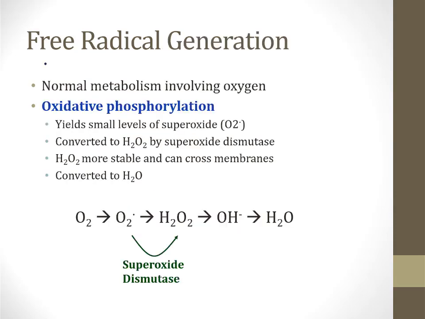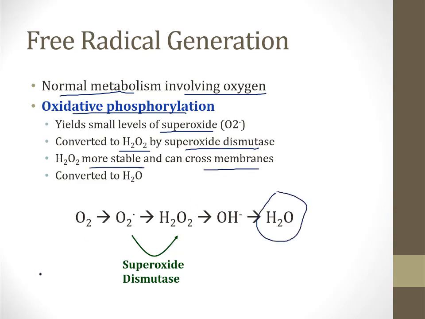Let's talk about some of the ways that free radicals are generated inside our cells under normal conditions. Normal cellular metabolism using oxygen generates small amounts of free radicals. This occurs because oxidative phosphorylation yields small amounts of superoxide. It is quickly converted to hydrogen peroxide, another free radical, by an enzyme called superoxide dismutase. And hydrogen peroxide is more stable, and it can cross membranes, and it's ultimately converted to water.